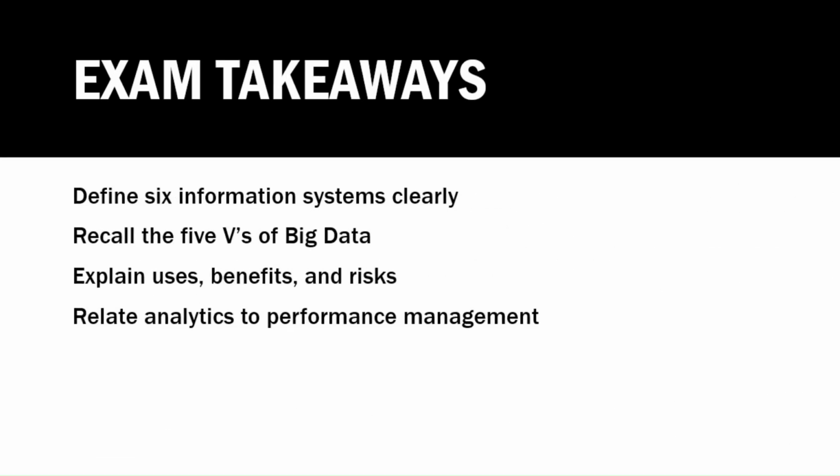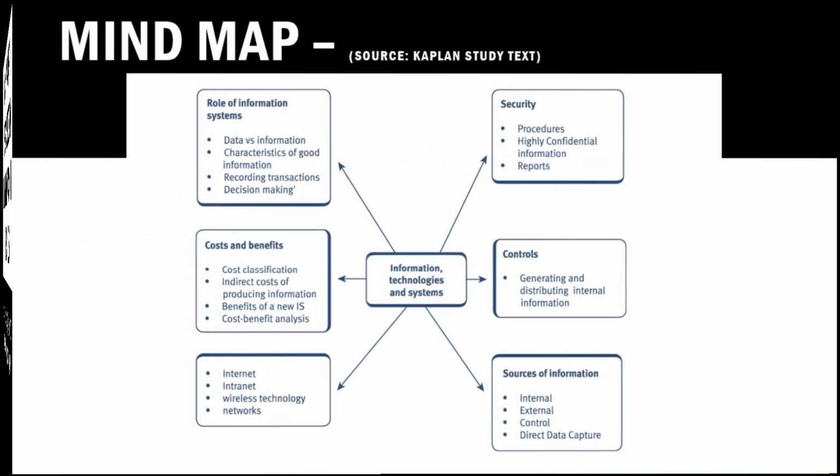Exam takeaways. Here are the exam takeaways from Chapter 3. First, be able to define each of the 6 types of information systems. Second, remember the 5 V's of big data. Third, explain both the benefits and the risks of analytics. And finally, always link data analytics back to performance management decisions. That completes Chapter 3.